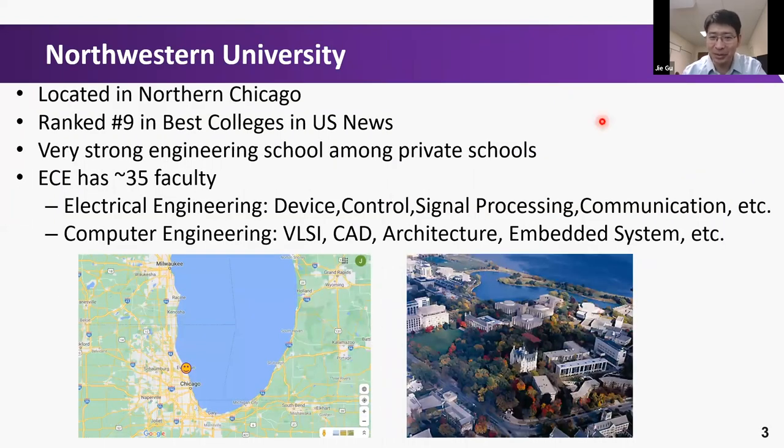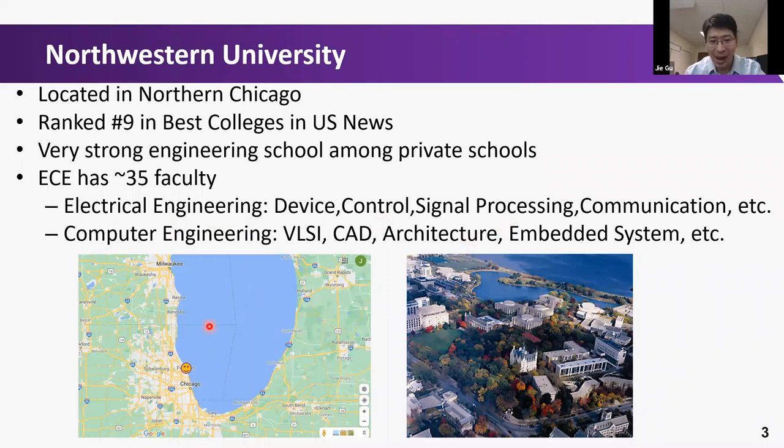I don't know how many of you have been to Chicago. Northwestern is located in the northern suburb of Chicago. We have a pretty good ranking in US News. We also have a pretty strong engineering school among all the private schools. In the ECE department, that's where I am, we have about 35 faculty members, and we have two divisions, which is the electrical engineering division and the computer engineering division. So I'm in computer engineering, and we do research on VLSI, CAD, architecture, and embedded systems.